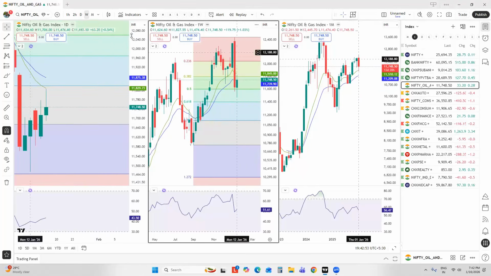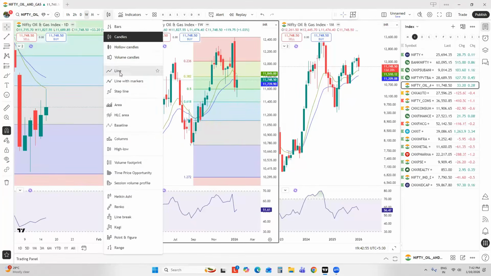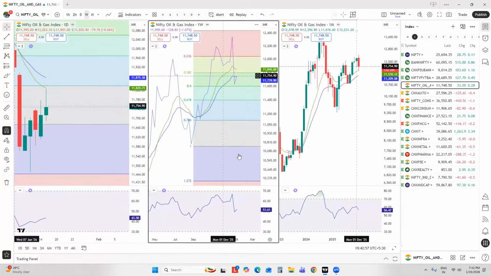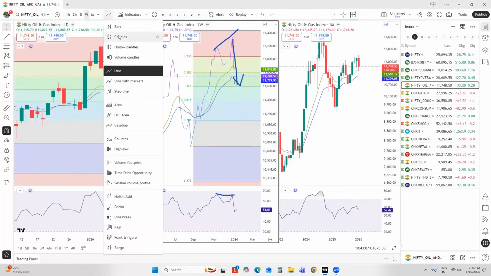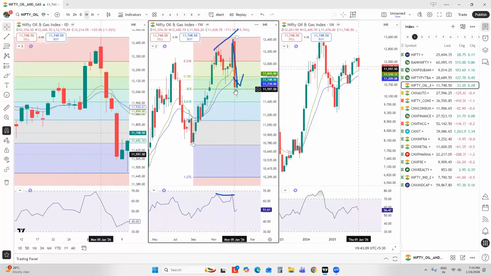The weekly time frame chart, again, if you convert it into the line chart, you will be able to see a higher high in price, lower high in RSI, and after that we had a correction. And this correction we saw got tested by 50%, from this low to this low. 50% generally is a decent retracement.